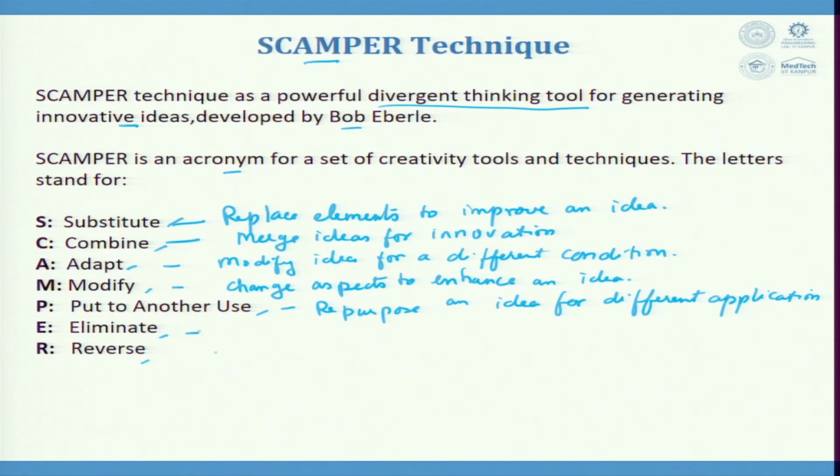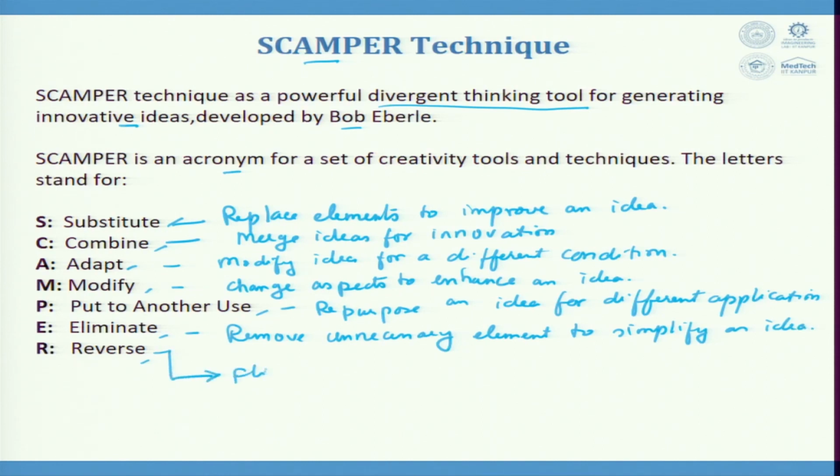Then eliminate. Eliminate is remove unnecessary things, unnecessary elements to simplify an idea. Last one is reverse. It is flip aspects for new insight.